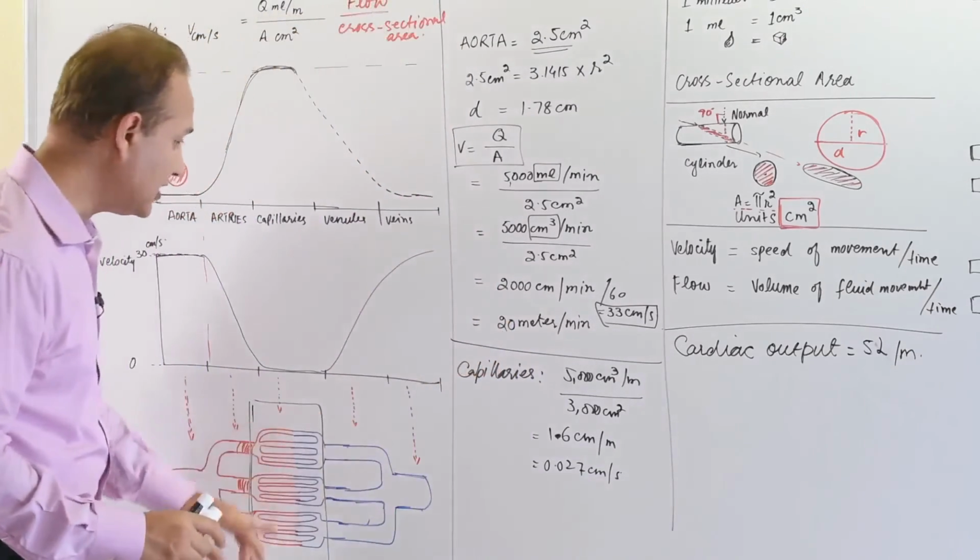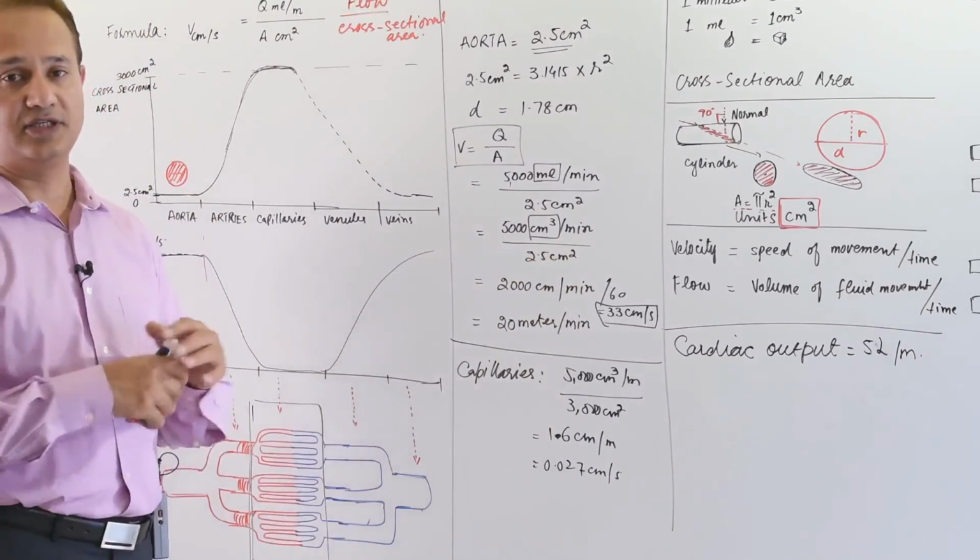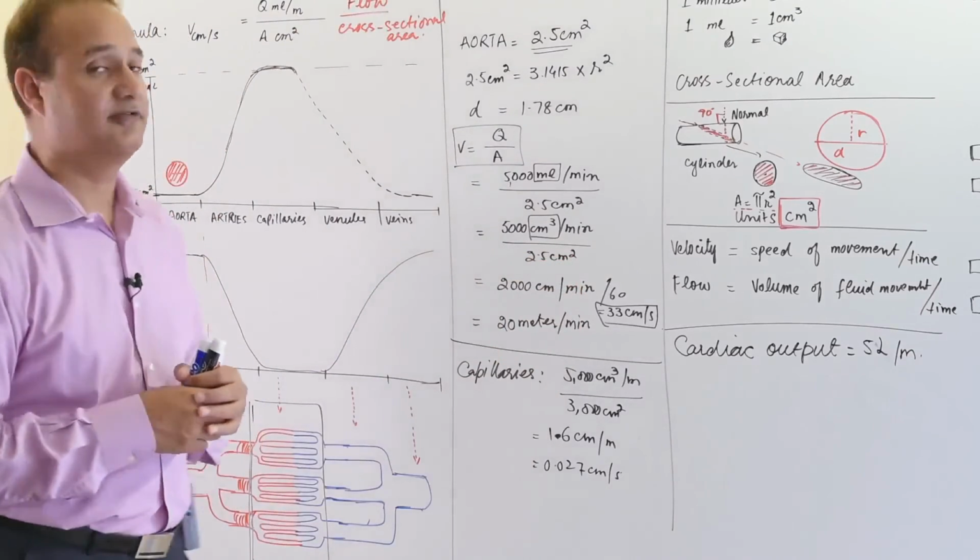So that slowness is seen because of the large diameter of the capillaries. So that is the velocity of the blood flow.